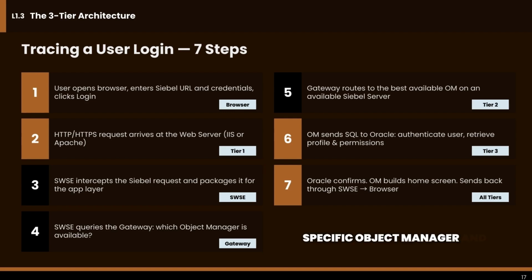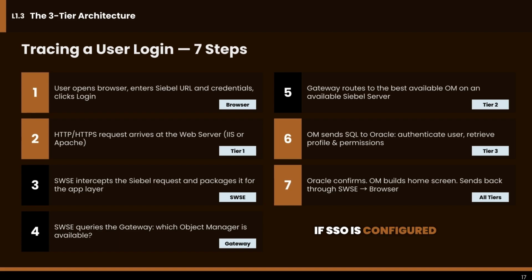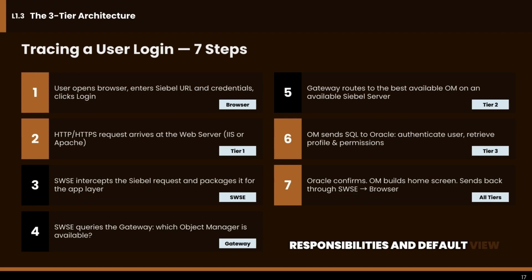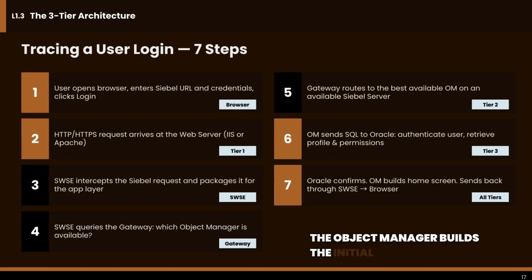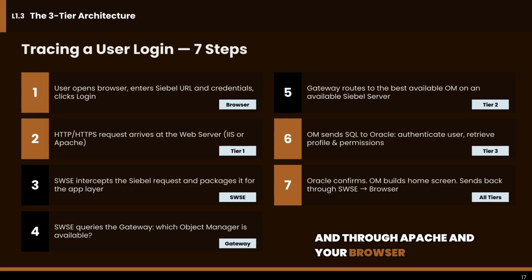And the object manager checks the user's credentials against the Oracle database. Oracle verifies the username and password, or passes it to an LDAP or Active Directory system if SSO is configured. Oracle confirms the user is valid, and sends back the user profile, responsibilities, and default view. The object manager builds the initial Siebel page, your home screen, sends it back through the SWSE and through Apache, and your browser renders it. You are now logged in.